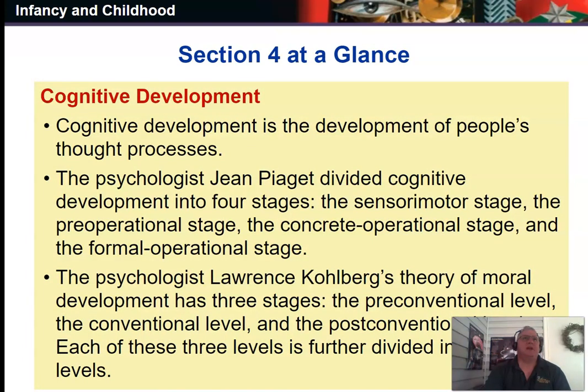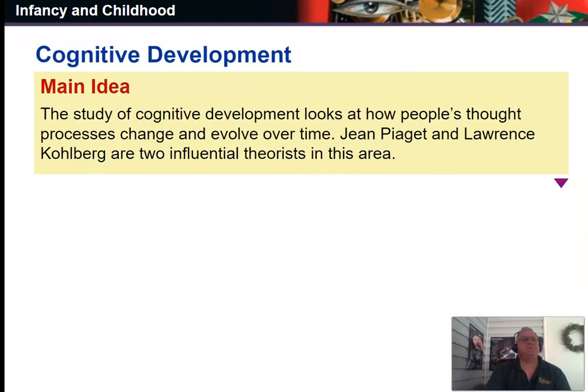Cognitive development. Cognitive development is the development of people's thought processes. The psychologist Jean Piaget divided cognitive development into 4 stages: the sensorimotor stage, the preoperational stage, the concrete operational stage, and the formal operational stage. The psychologist Lawrence Kohlberg's theory of moral development has 3 stages: the preconventional level, the conventional level, and the post-conventional level. Each of these 3 levels is further divided into 2 levels.